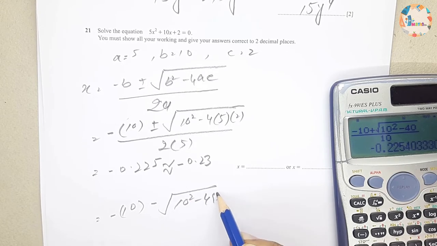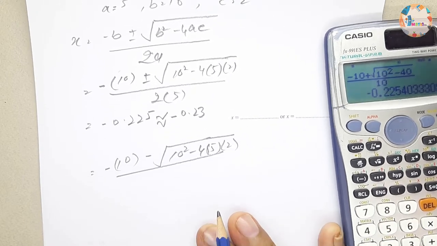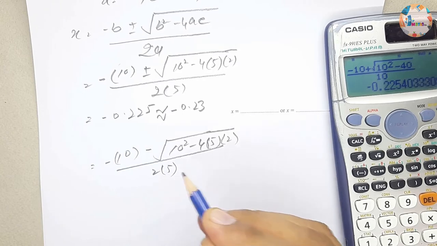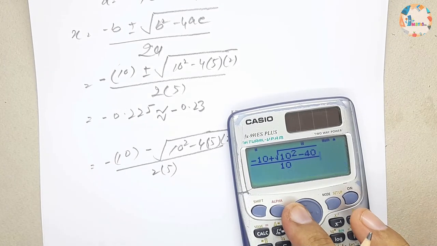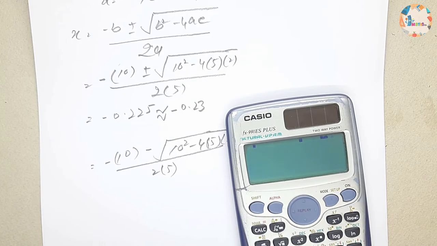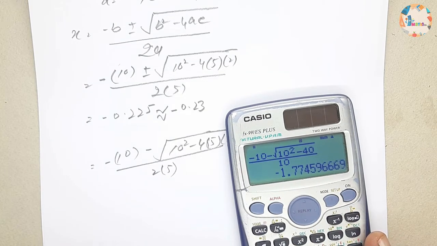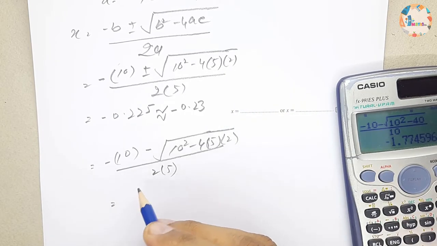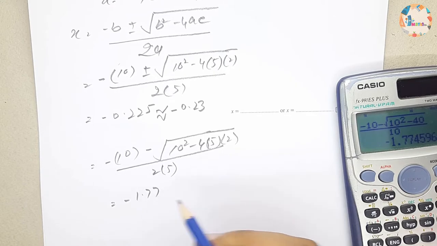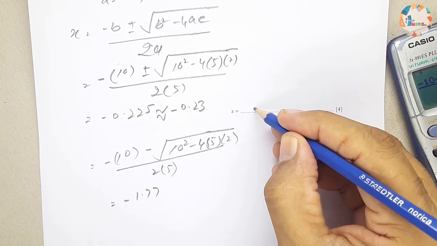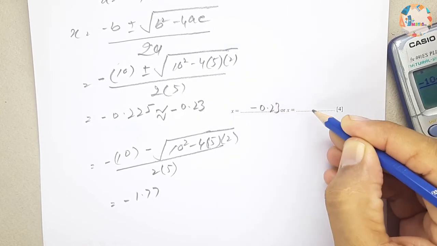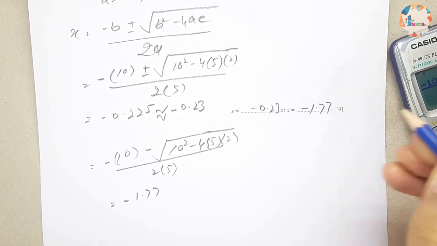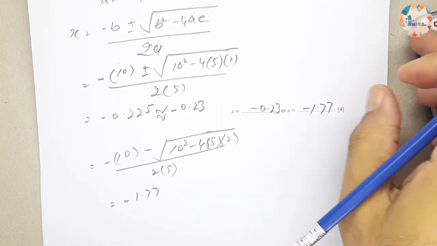4 into 5 into 2. This one over 2 into 5. And this one, if we check the calculator and change this plus sign into minus sign, we will get this, which is -1.77. So we can write over here -0.23 and -1.77. These two will be our answers.